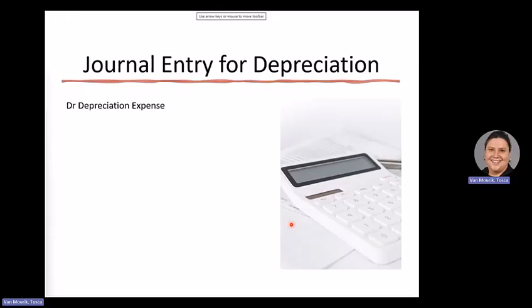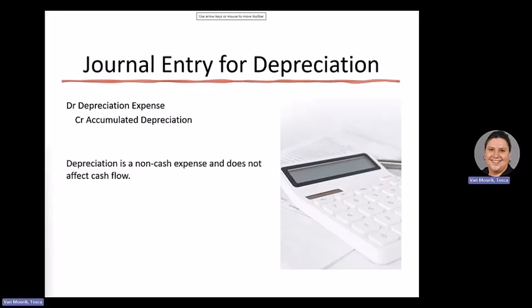So it is then netted off against the asset itself. So we know that assets will reduce on the credit side, and therefore we are reducing that asset. So we are crediting the accumulated depreciation. And just on the side note, depreciation is not a cash flow item, so it does not affect any cash flows.